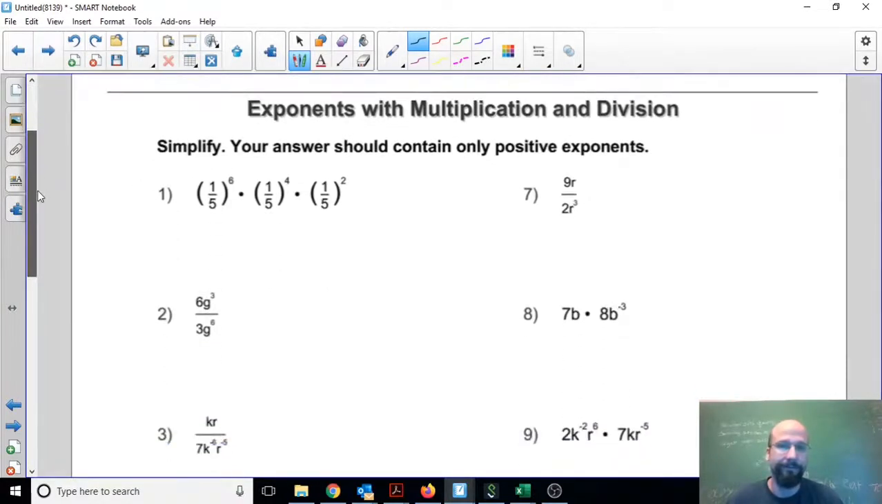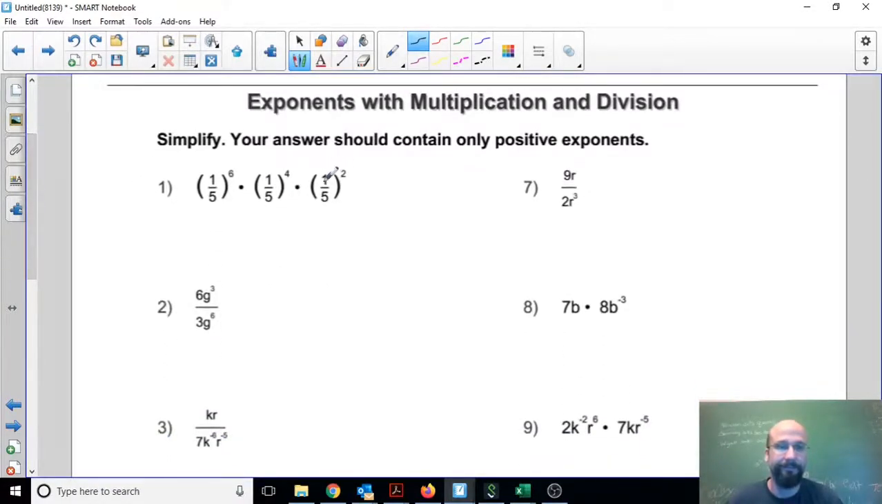All right, let's do this one. A little different. So the base is 1/5 and there are exponents here. So all you would do is add them all up because the base is the same. So you just need to add up all your exponents. So 6 plus 4 plus 2 equals 1/5 to the power of 12.